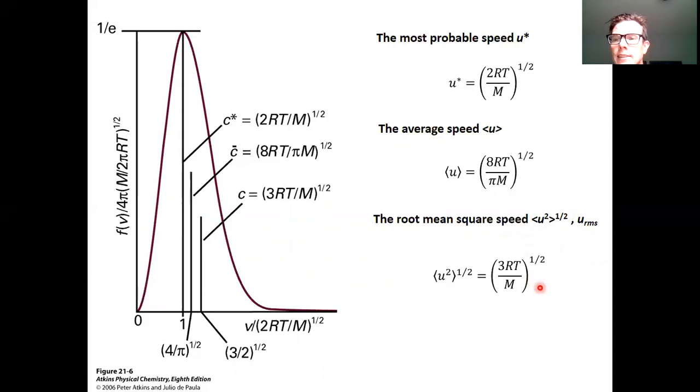And what you find is exactly as you would expect. It's 3RT over m to the 1/2. So these scale as follows. Here's the most probable. The average is a little bit higher than that, and the RMS speed is even a little bit higher than that. You should get some practice calculating these things and deriving them and know where they come from.